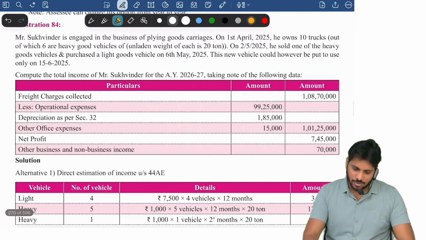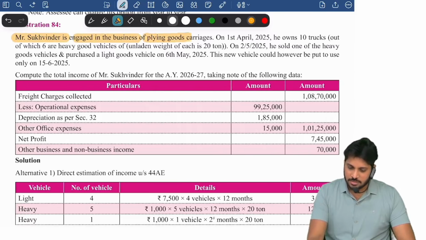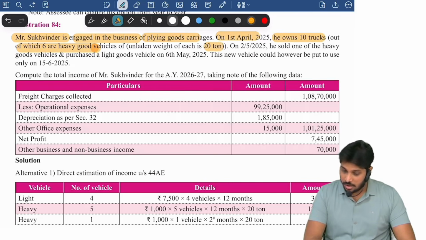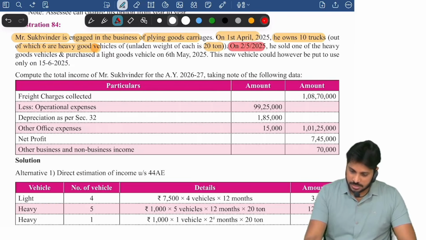Now look, Sukhvinder is engaged in the business of plying goods vehicles. On 1st April, he owns 10 trucks, out of which 6 are heavy goods vehicles, 20 ton each. The remaining 4 are light goods vehicles. For a heavy goods vehicle, it is 1000 rupees per ton per month, and for a light goods vehicle, 7500 per month or part of a month. Now what happened? On 2nd May, he sold one of the heavy goods vehicles and purchased a light goods vehicle on 6th May.